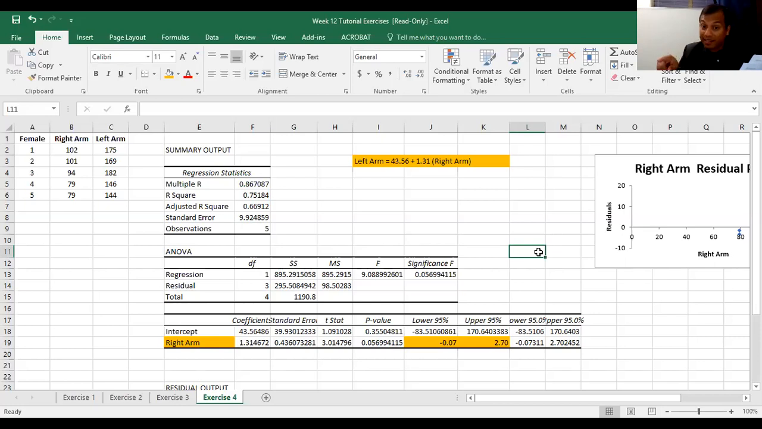Since 0 lies between this interval, we should not reject the null hypothesis. The null hypothesis says there is no relationship. So is there a linear relationship between X and Y? There is no linear relationship between X and Y on the basis of confidence interval estimation.